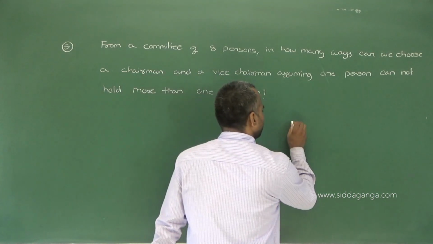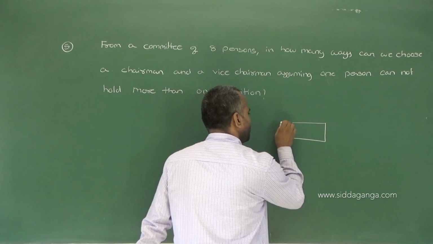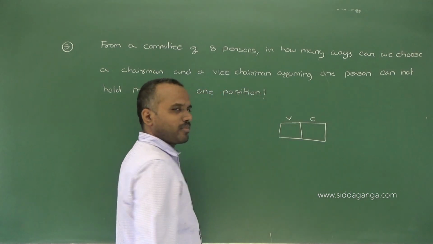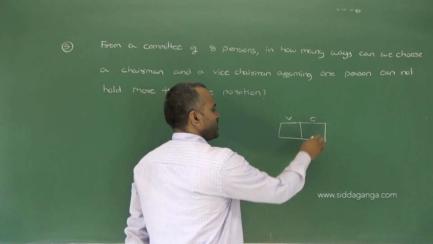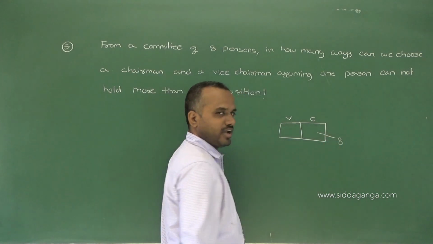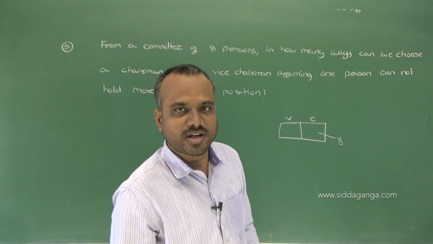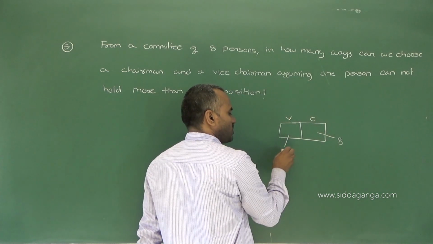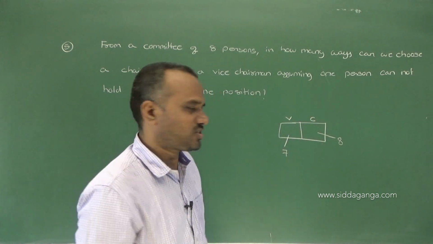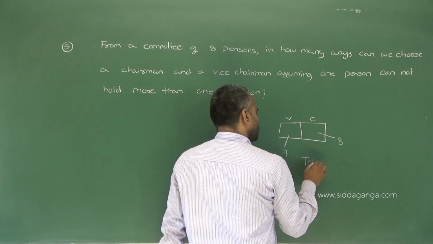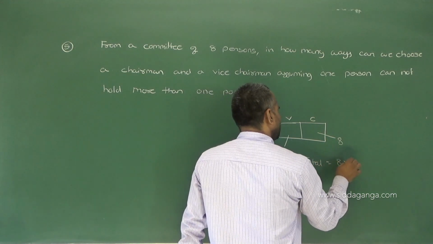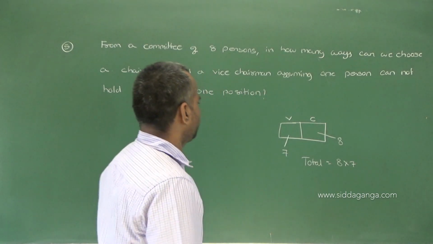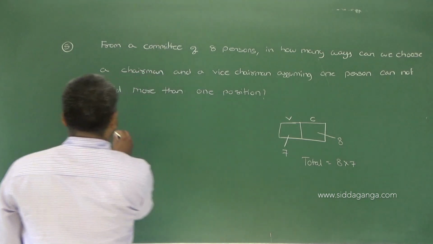See, observe, very simple fundamental principle of counting, very easy method. This is for chairman, this is for vice chairman. Total number of persons is 8. This can be done in 8 ways. Since repetition is not allowed, this can be done in 7 ways. So total number of ways is 8 into 7.